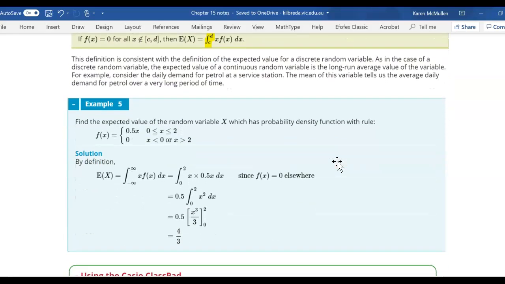So in example 5, it's quite basic because we're just finding the expected value of the random variable x. So you can see E of x there. Now, for f of x, we've got a hybrid function here. It's 0.5x, and we're going from 0 to 2. Usually you would have a lower limit and an upper limit, or maybe you've got just a lower limit and you're going to infinity. So remember in 15A when we introduced limits, keep them in mind as well. It's always nicer when you've got a lower limit and an upper limit, like we do here.